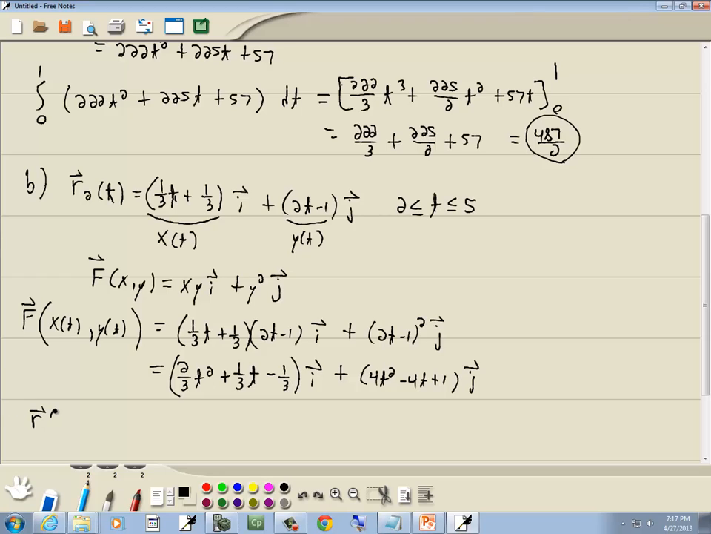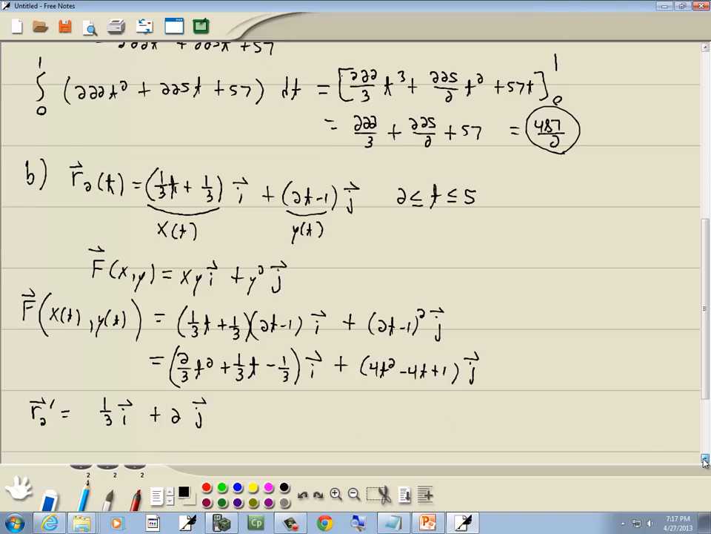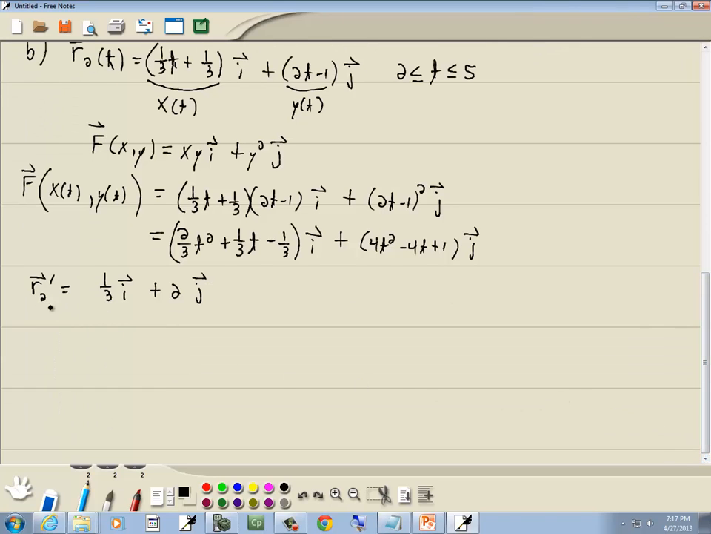Well, we also need our derivative. I'll go ahead and put a sub 2. The derivative of this gives us 1/3, so we got 1/3 i. And the derivative of this gives us 2, so we got plus 2j. Well, we need to find the dot product of these two. So I'll find the dot product of F and r prime. Again, we multiply what's in front of our i's, so I multiply this times 1/3, and we'll multiply what's in front of our j, so multiply this times 2.